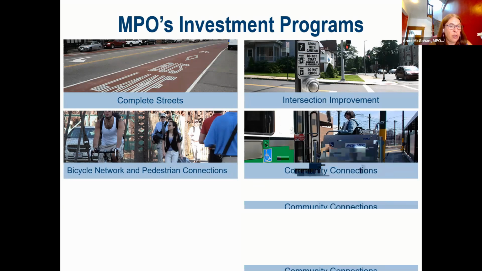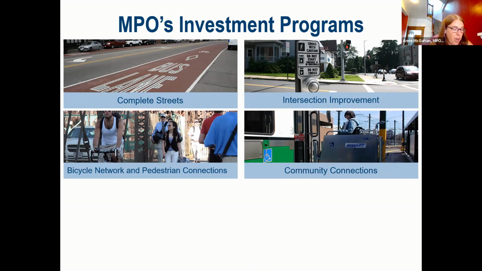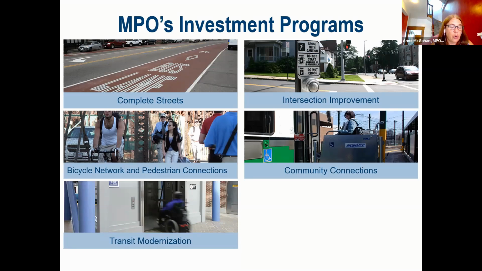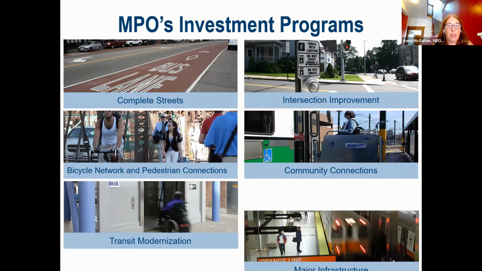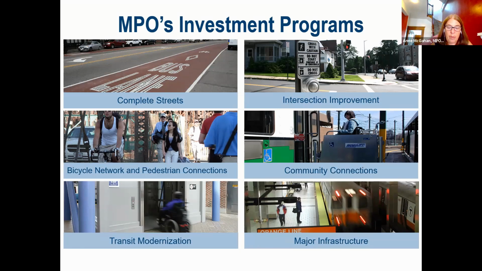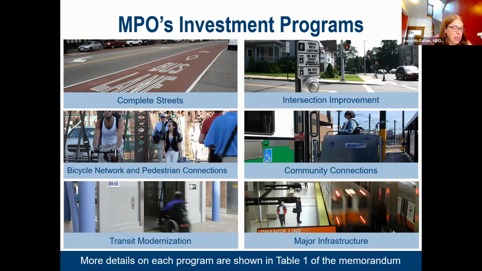Bicycle network and pedestrian connections with a 5% funding goal. Community connections with a 2% funding goal. Transit modernization with a 5% funding goal. And then the major infrastructure program with a funding goal of no more than 30% of the MPO's target funds. And again, the details are shown in Table 1 of the memo on these programs.